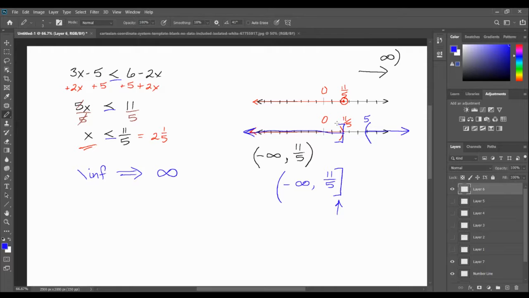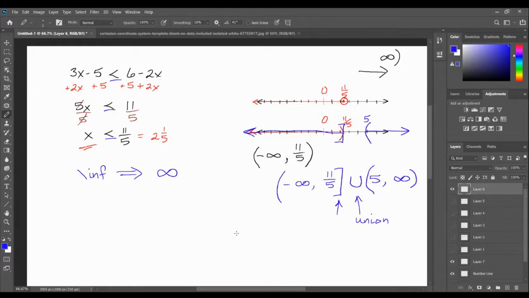So I need to not only include those numbers up to 11/5, but I also need to include the numbers that are greater than 5. It gets a parenthesis because it's greater than, but I need to somehow combine those, and the symbol we use looks like a big U. It's not the letter U, it's a union symbol. Union meaning we're combining the two things.